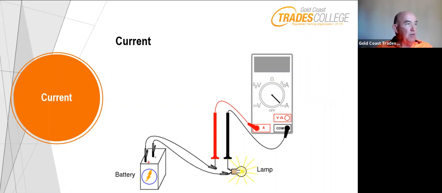All right, very straightforward current there. You've got the battery, and they've actually used the voltmeter or multimeter there as a switch, because they've actually connected the negative and positive of the battery via the lamp with the use of that multimeter.